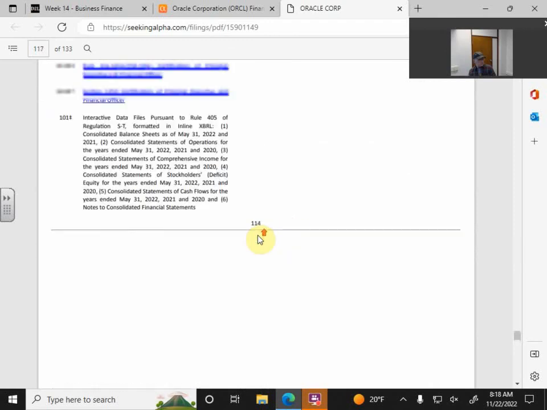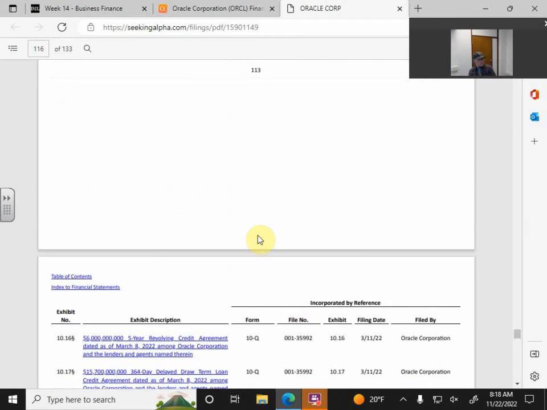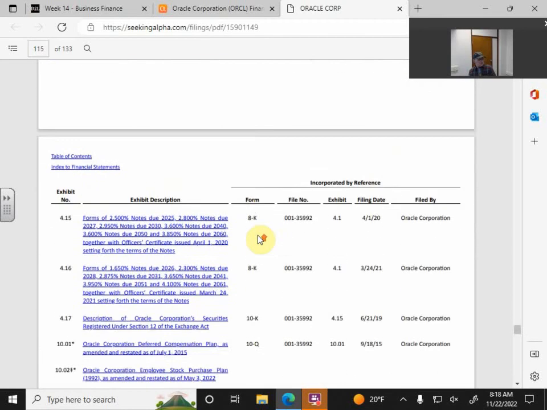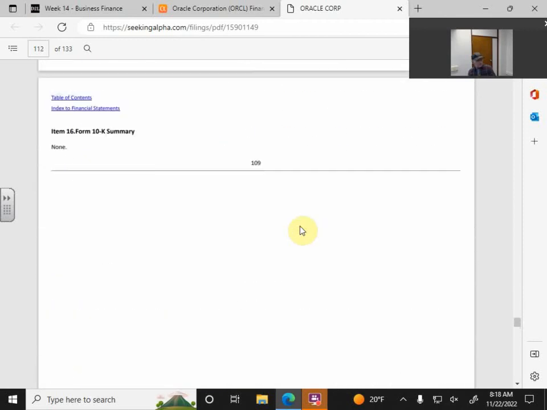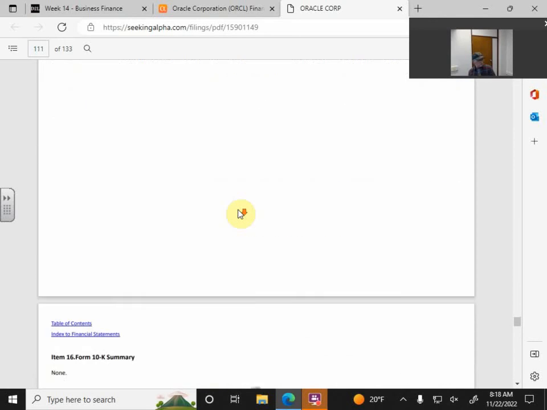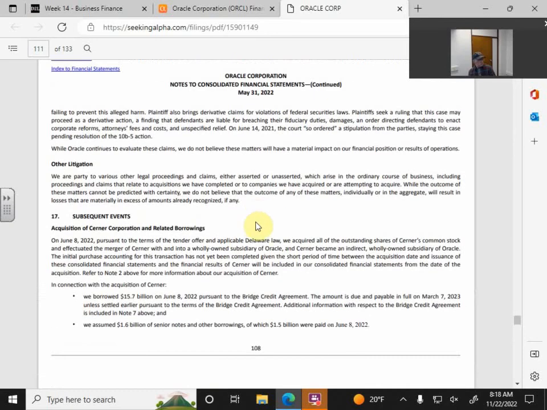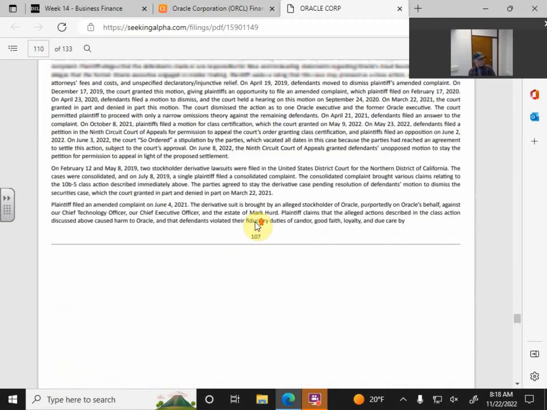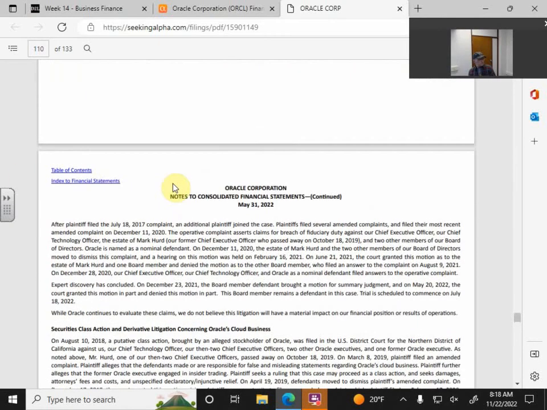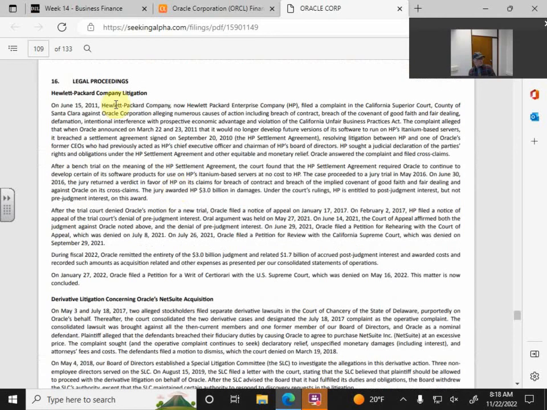It's up in here someplace. I looked, and no, I don't think it was. Item 16 form, no. Here we go, maybe this is it. Yeah. Note 16, legal proceedings. So if I read through that, I would find what accounted for that 4.7 billion. It could be a few other things that are in there.